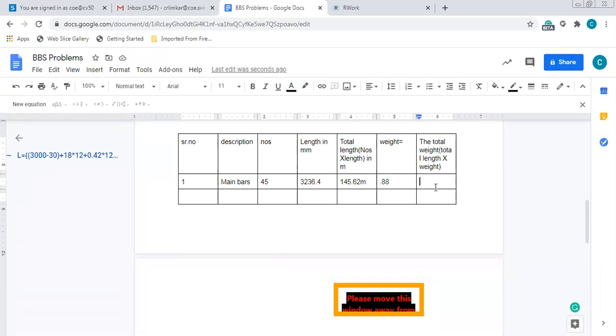Then total weight is nothing but 0.88 multiplied by 145.62, that comes as 129.44 kg. Okay, you can write in this fashion also. So similarly you have to do it for your straight bars.